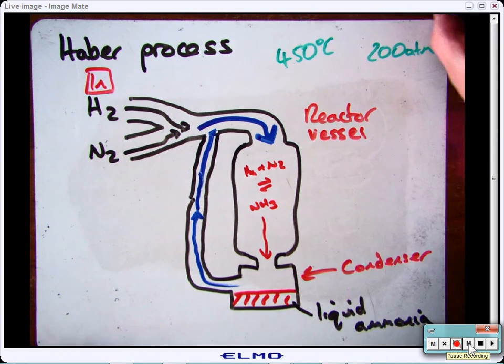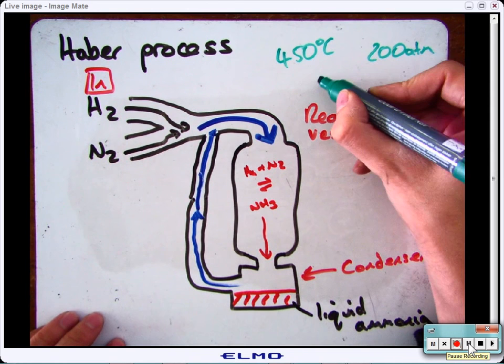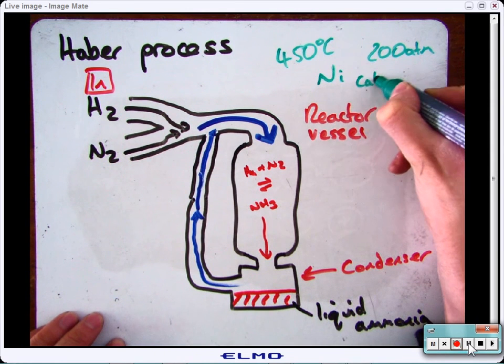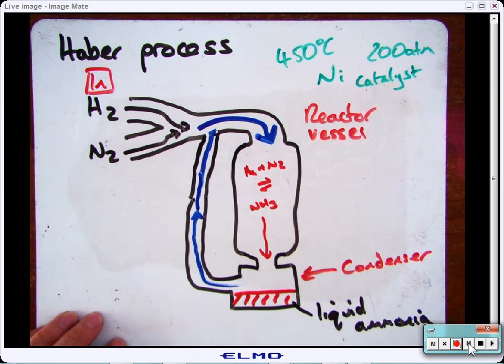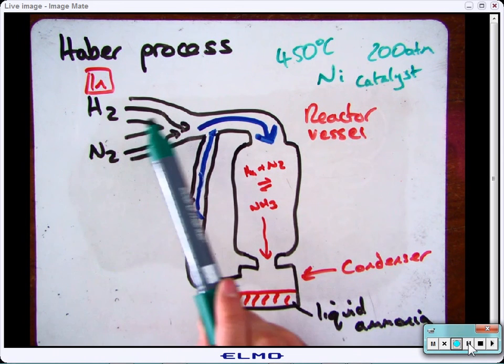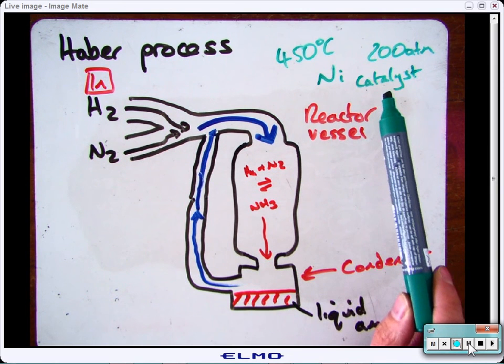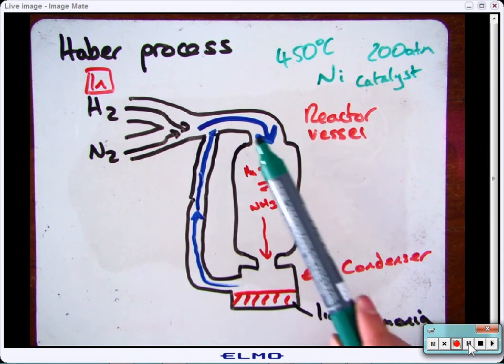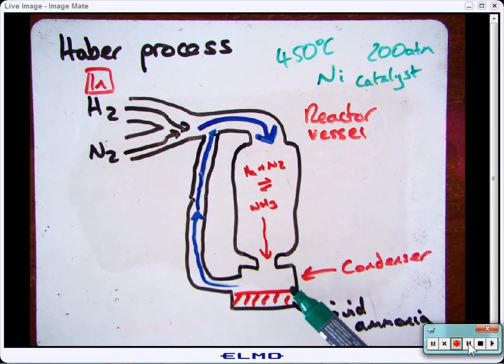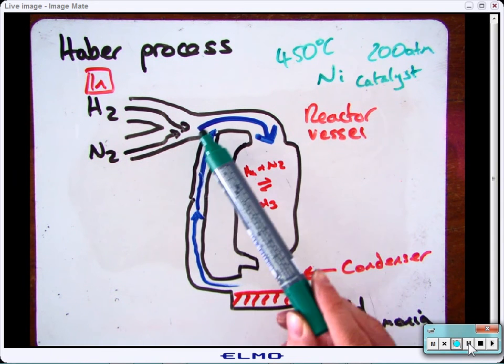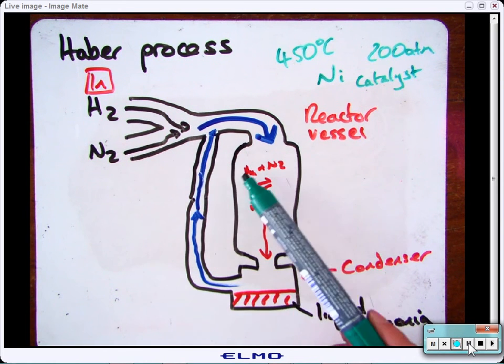The only other thing that is used to speed it up is a catalyst, which helps to speed up the rate of reaction. So I'll go through that one more time. Hydrogen and nitrogen are passed into a reactor vessel at 450 degrees, 200 atmosphere and a catalyst. A reaction occurs. As it comes through, it passes into a condenser. The fully reacted ammonia is condensed into a liquid, and the unreacted nitrogen and hydrogen is passed back round to continue the reaction until all of it is done.